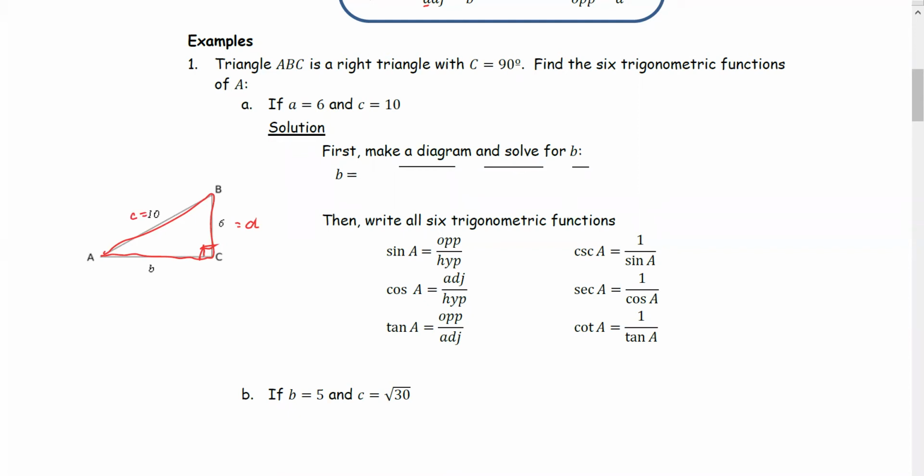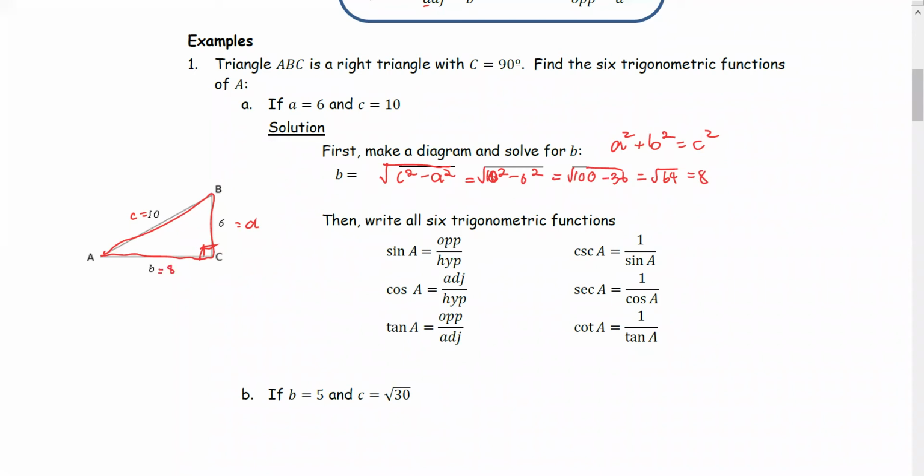So now the b, which is the adjacent, is still missing. So we are going to find b using the Pythagorean theorem, which is a squared plus b squared equals c squared. Therefore, b is the square root of c squared minus a squared, or the square root of 10 squared minus 6 squared, or square root of 100 minus 36, which is square root of 64, or 8. So b equals 8.